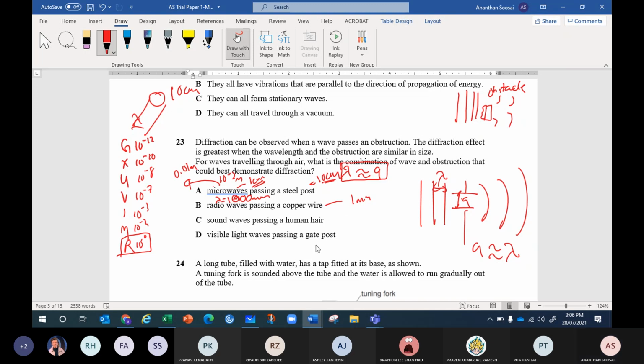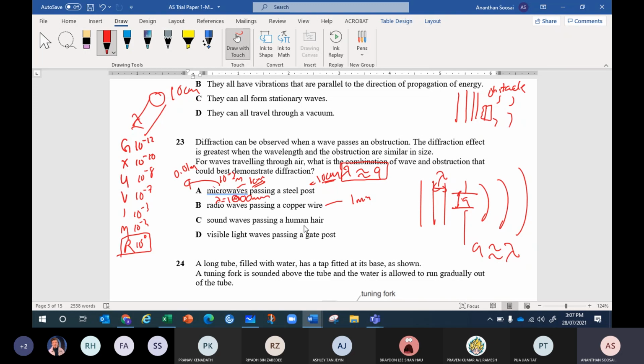Okay, third one. So I think A looks better than B. Quite close: 1 centimeter, 10 centimeter. B is 1000 millimeter for the wavelength, and this is only 1 millimeter.